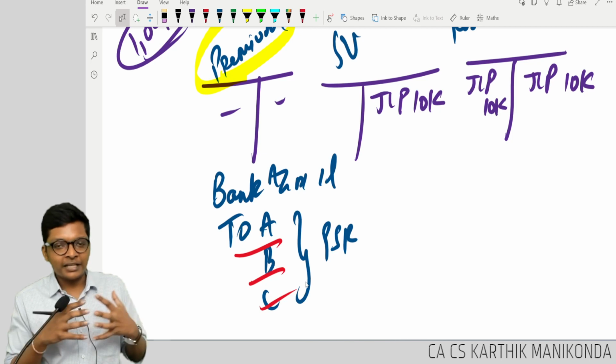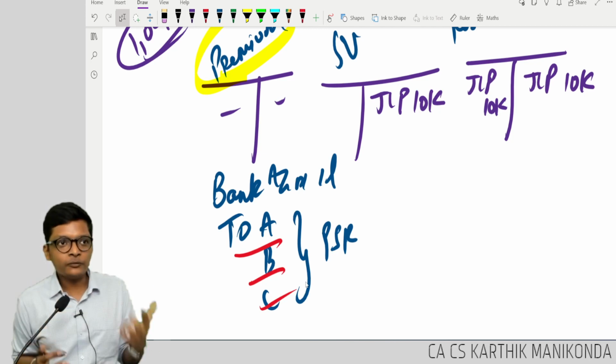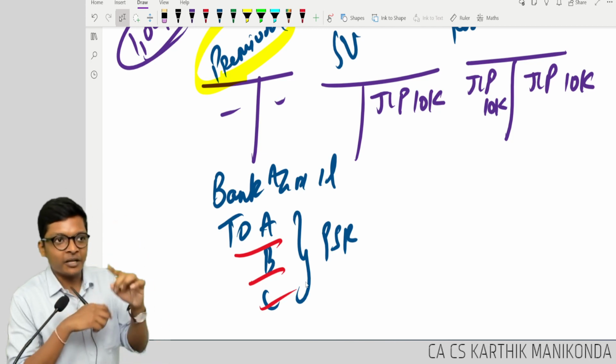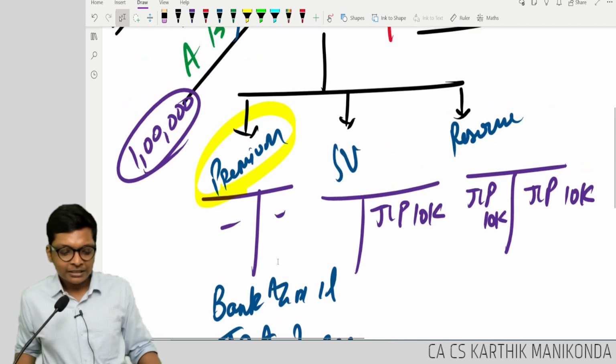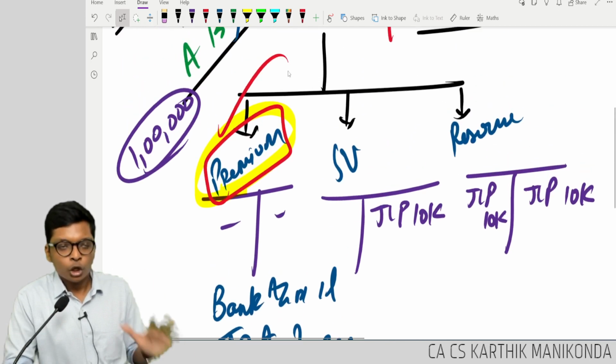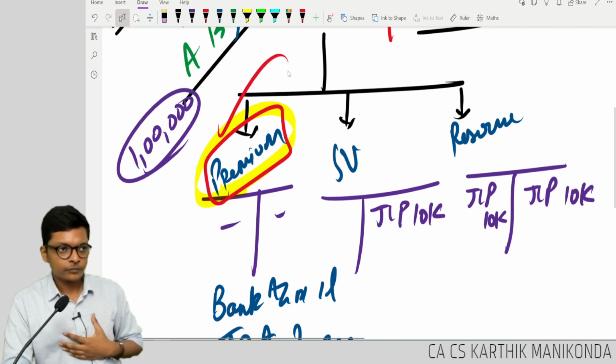If husband and wife take an insurance policy, when money comes, both will get the money. So if three partners take it, if one partner dies, all three will get the money. This is first method, premium method. No confusion. Clear, everybody? Okay.